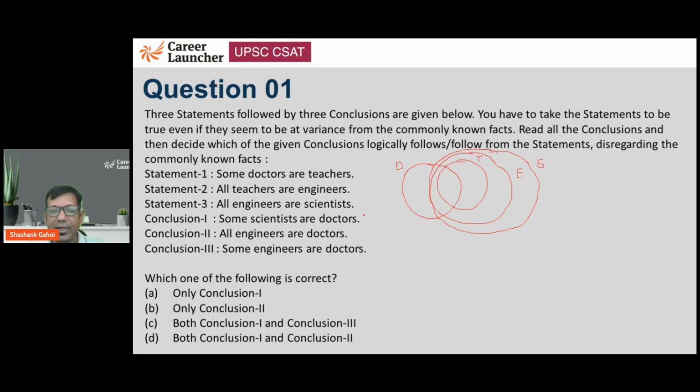Now let's see what statements are true, what are not. Some scientists are doctors. That statement is definitely going to be true. So conclusion one is true. All engineers are doctors. This may be true, may not be true. I can't say for sure, so this will not be considered true. Some engineers are doctors. That is definitely going to be true. So conclusion 3 is also true. Conclusion 1 is also true. So the answer of this question is going to be option C, where both conclusion 1 and conclusion 3 follow.